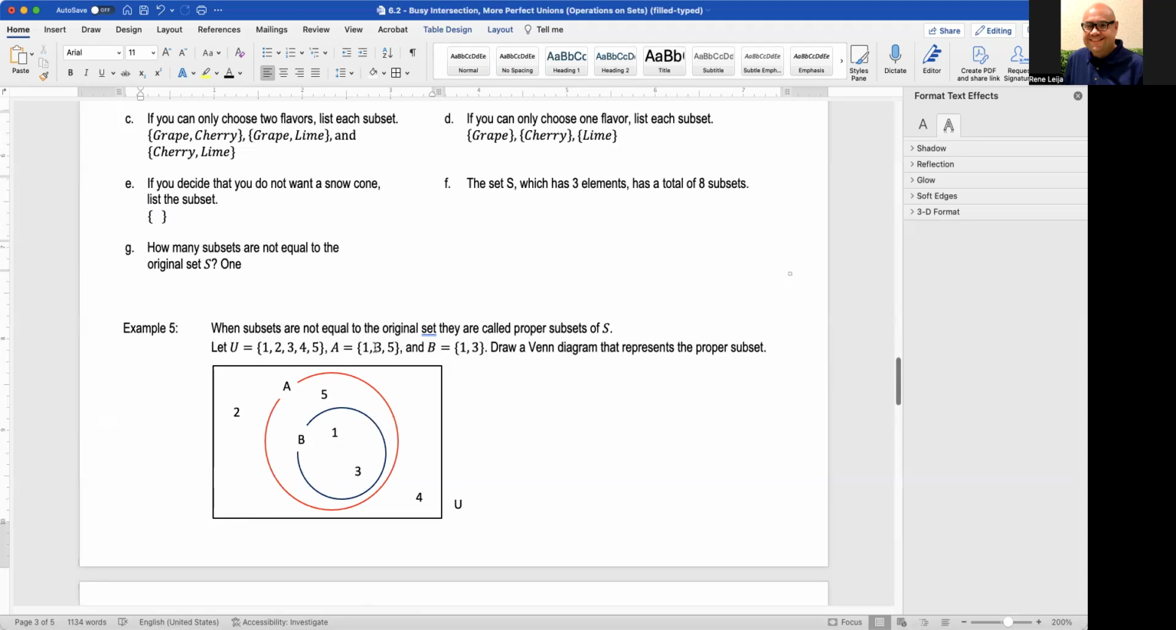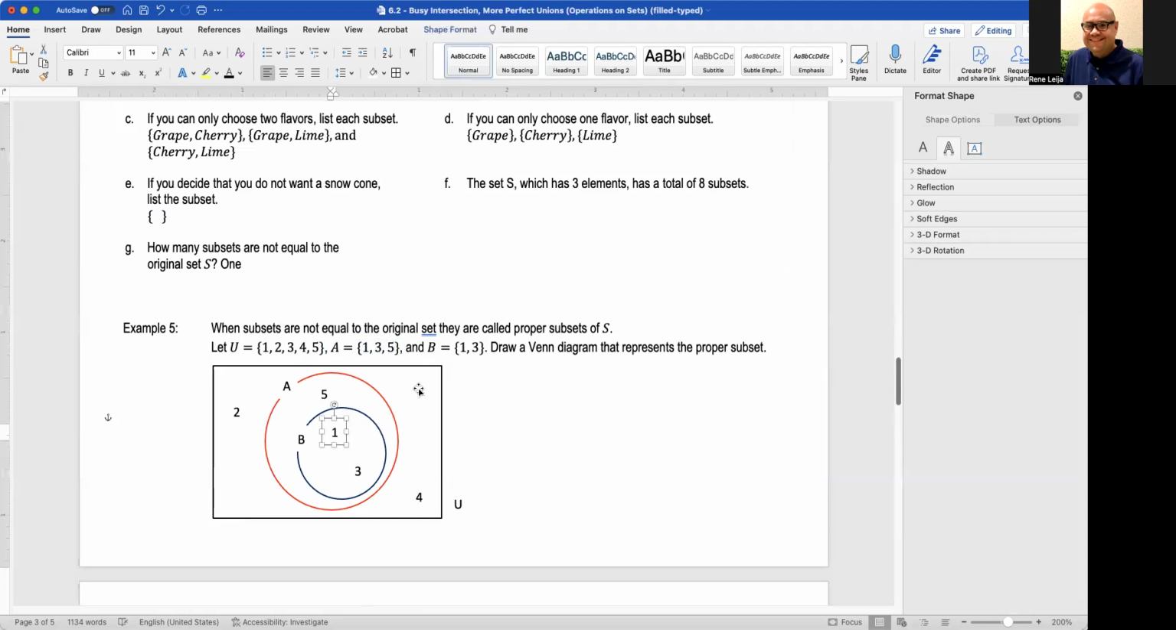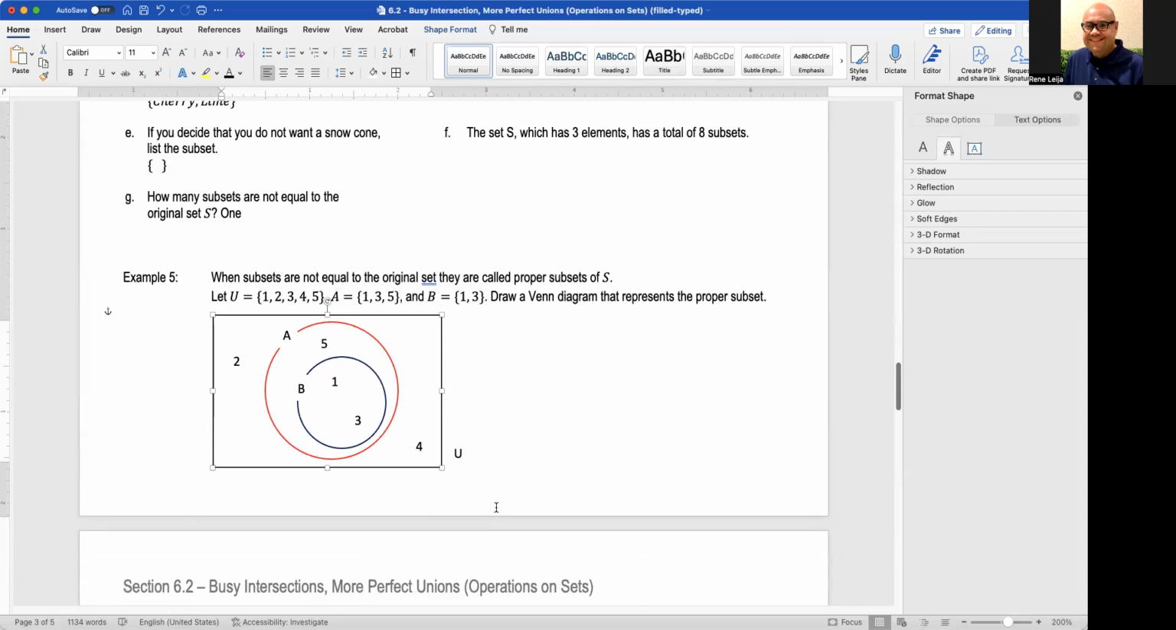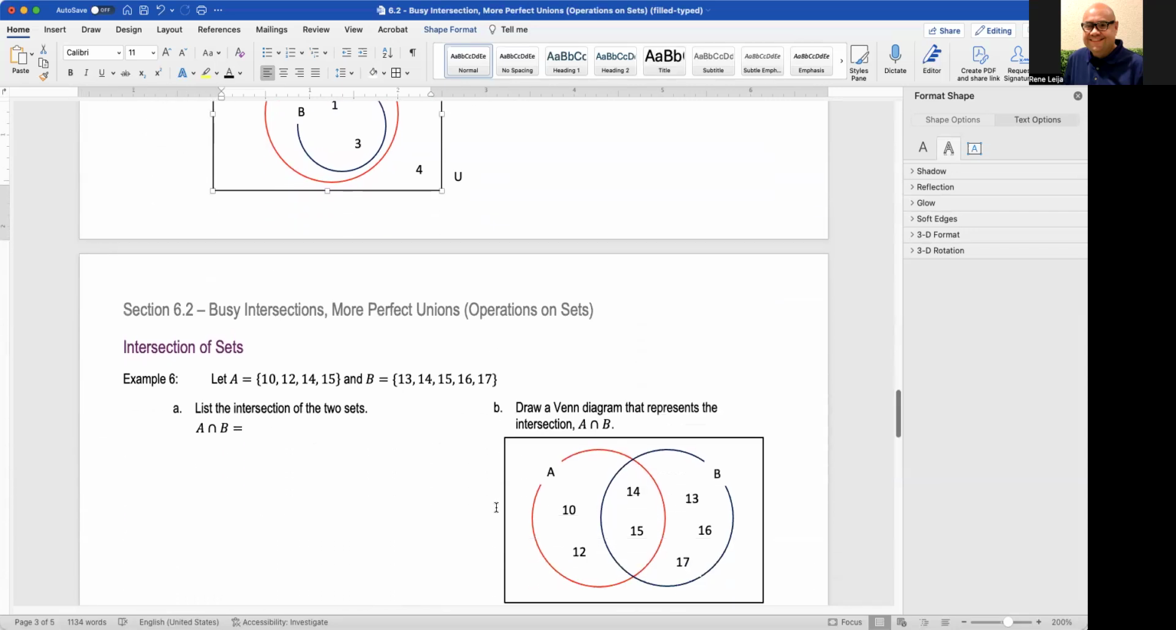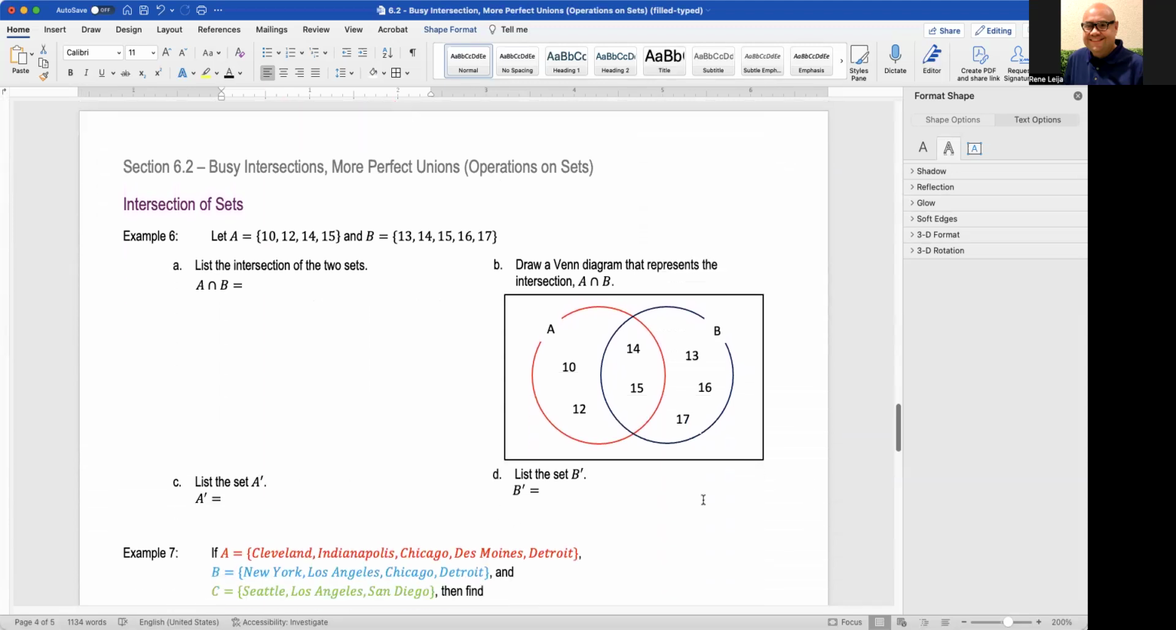So 1, 3, 5, it's still in set A, and 1 and 3 are still in B. So the numbers that we haven't talked about were 2 and 4, which means they go outside of both of these subsets. They are not part of A or B, but they are part of the universe. Okay. All right. Now this one, you're going to do this one by yourself.